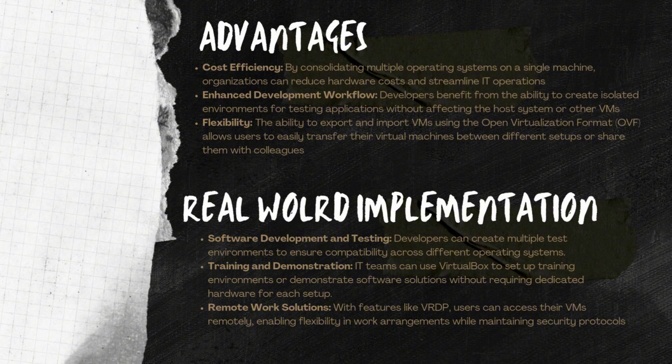And for the real-world implementation, the first one is software development and testing. Developers can create multiple test environments to ensure compatibility across different operating systems. The second one is training and demonstration. IT teams can use VirtualBox to set up training environments or demonstrate software solutions without requiring dedicated hardware for each setup. The last one is remote work solutions. With features like VRDP, users can access their VMs remotely, enabling flexibility in work arrangements while maintaining security protocols.